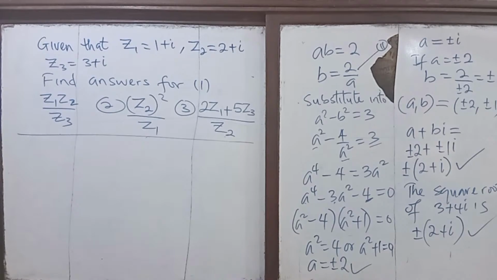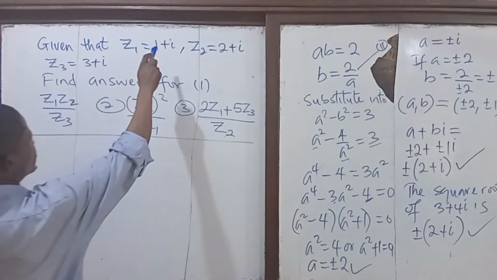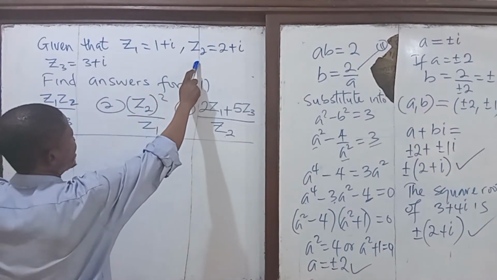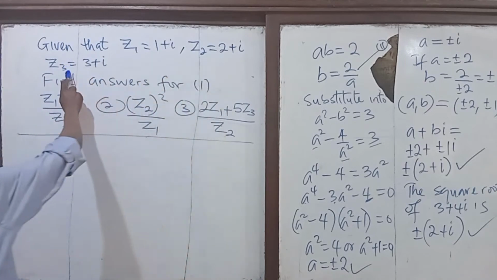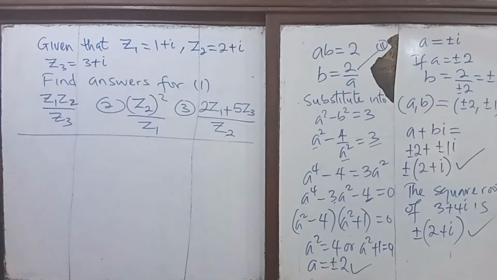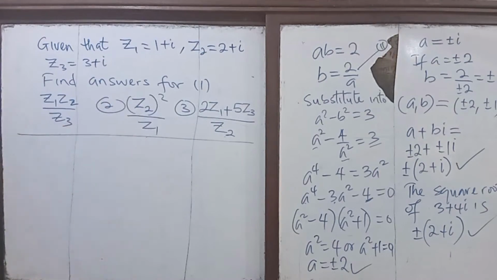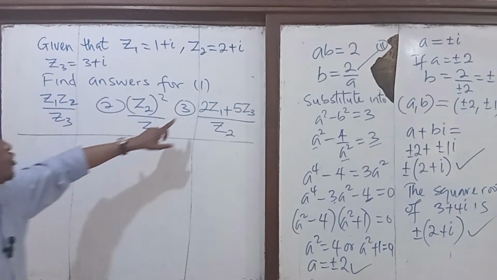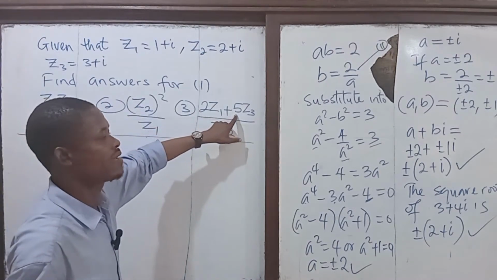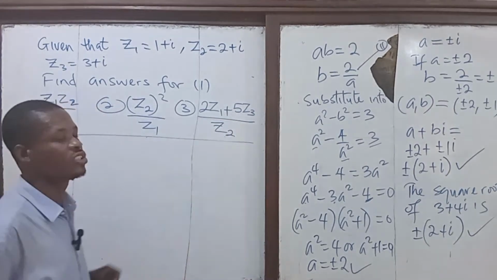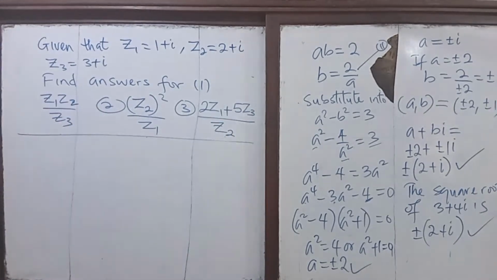We are given that Z1 is 1 plus i, Z2 is 2 plus i, Z3 is 3 plus i. Find answers for one, Z1 times Z2 over Z3. Likewise, our second one, Z2 squared over Z1, and then 2Z1 plus 5Z3 over Z2. Let's go straight to the solution for this question.